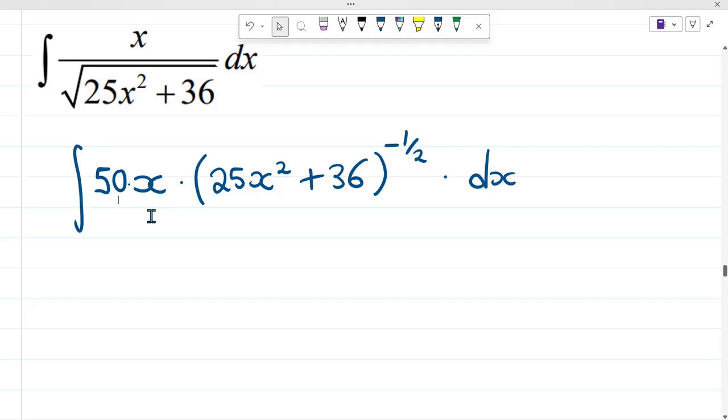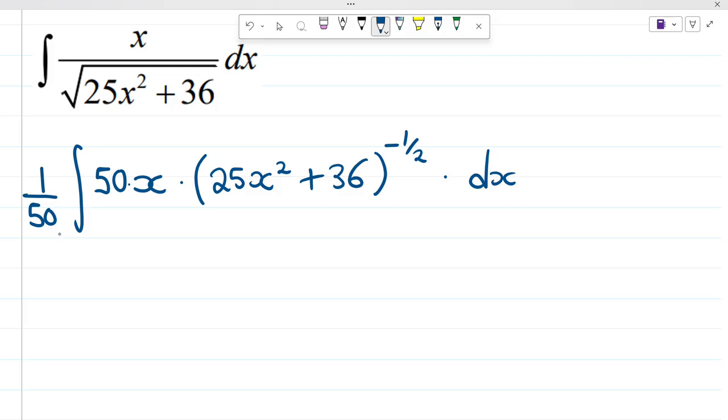Because of this 50, which I didn't have in the question, it means that I've changed the question. I don't want to change the question, guys. It's not allowed. It's also very expensive. You cannot afford to do it. Please trust me. So you need to cancel out this 50 by writing another 1 over 50 outside the integral, so that 50 and 50 cancel out.